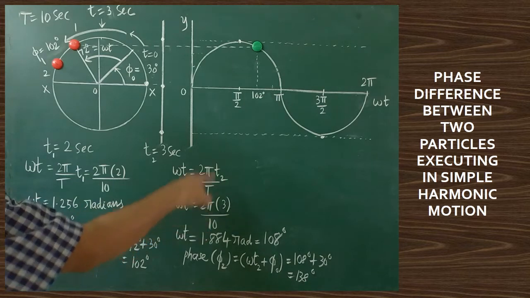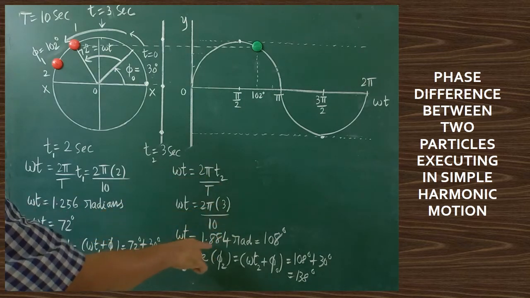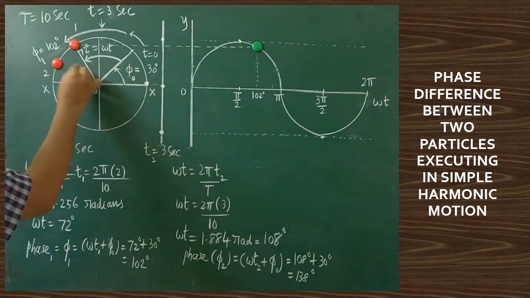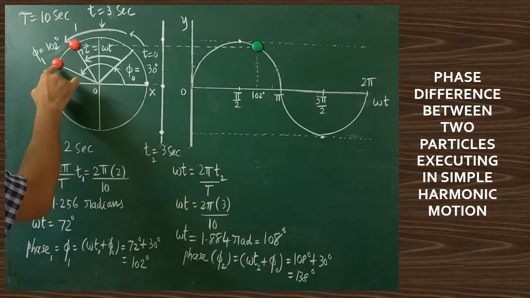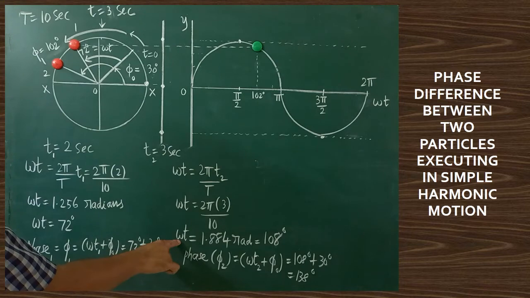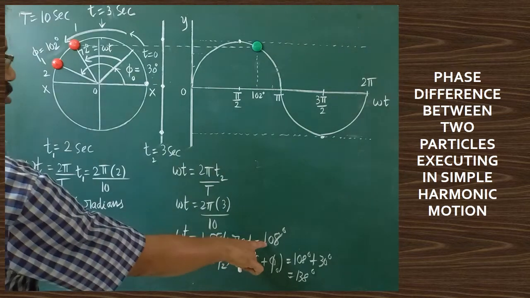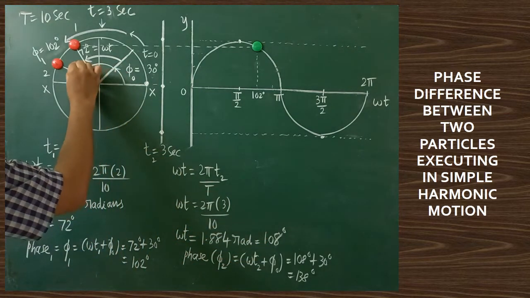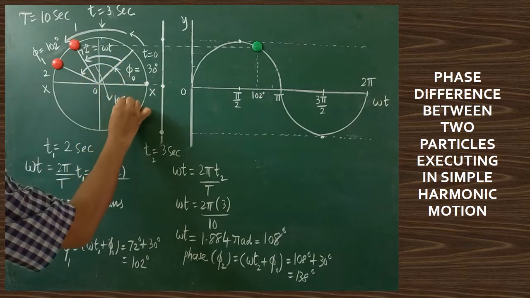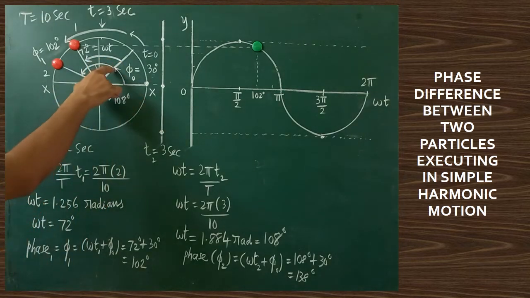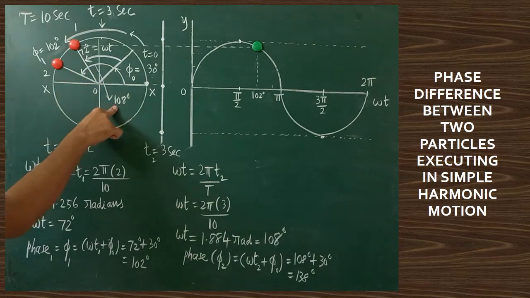Substitute t2 equal to 3 seconds in the same formula. There, the angular displacement made by the particle can be calculated. This is the angular displacement made by the second particle. The angular displacement made by the second particle is 108 degree. So from here to there, it covers an angular displacement of 108 degree.